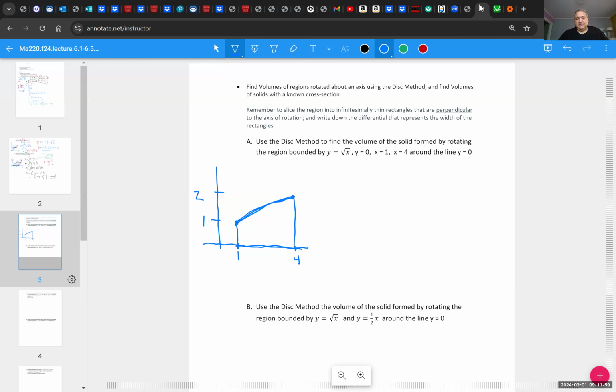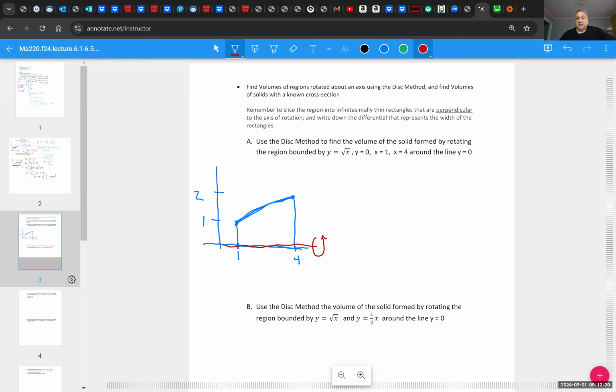I'm going to take this region, slice it up, and rotate it around the axis y equals 0. So where is y equals 0? Y equals 0 is this bottom line right here. This is my axis of revolution. I'm going to put a little arrow here, because I'll be spinning this region around the axis of revolution.